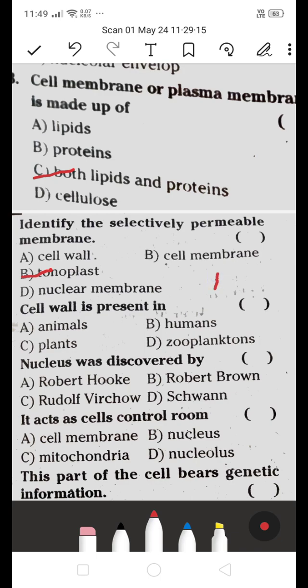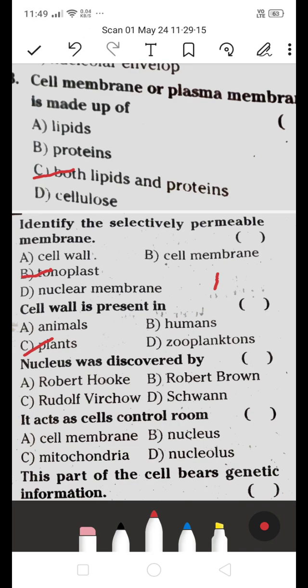Next one: the cell wall is present in, is it A, animals, B, humans, C, plants, or D, zooplanktons? Which is the right answer? The cell wall is present in plants. The answer is C.